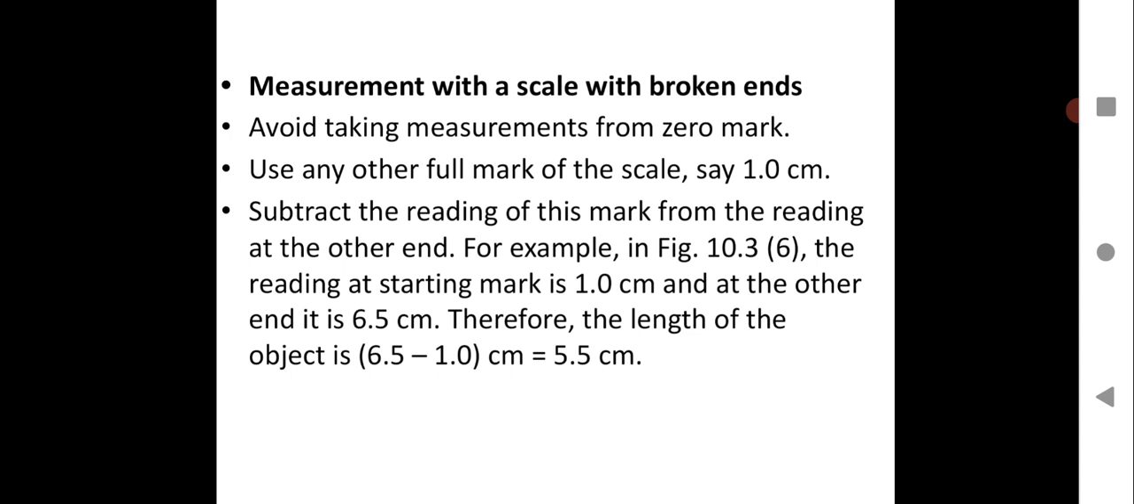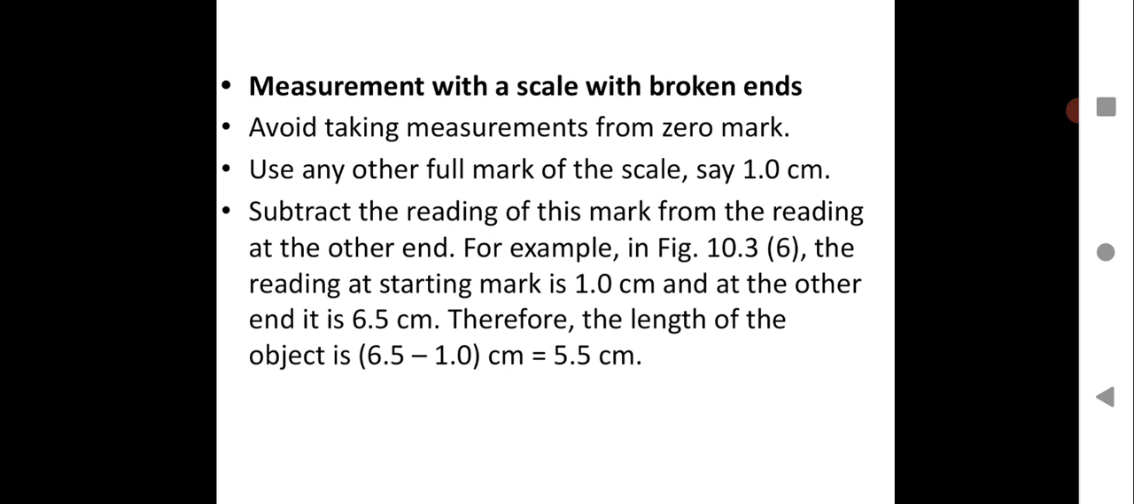So avoid taking measurements from 0 mark first of all. If you have a broken end, we should not be using the 0 mark of that scale. Use any other full mark of the scale, say 1 centimeter. Any other mark which is not broken; if 1 centimeter is also broken, then you can start from 2 centimeter. So in case only the 0 mark, the end, is broken, you can start from 1 centimeter. Subtract the reading of this mark from the reading at the other end. For example, we are going to see the figure in the next slide.